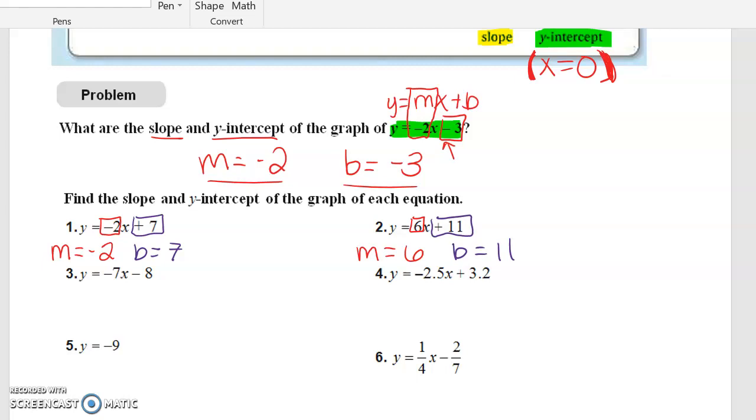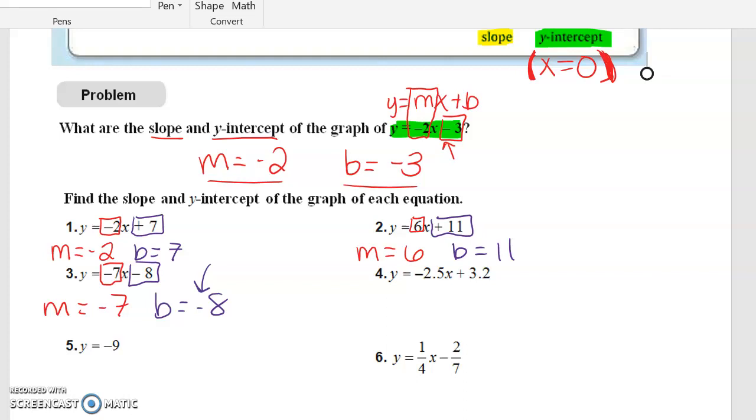Number 3, our m, again, is the value out in front of the x, so m equals negative 7. And our b value, or our y-intercept, is negative 8, so b is equal to negative 8. Again, the sign matters. We want to carry that negative down in our answer here.